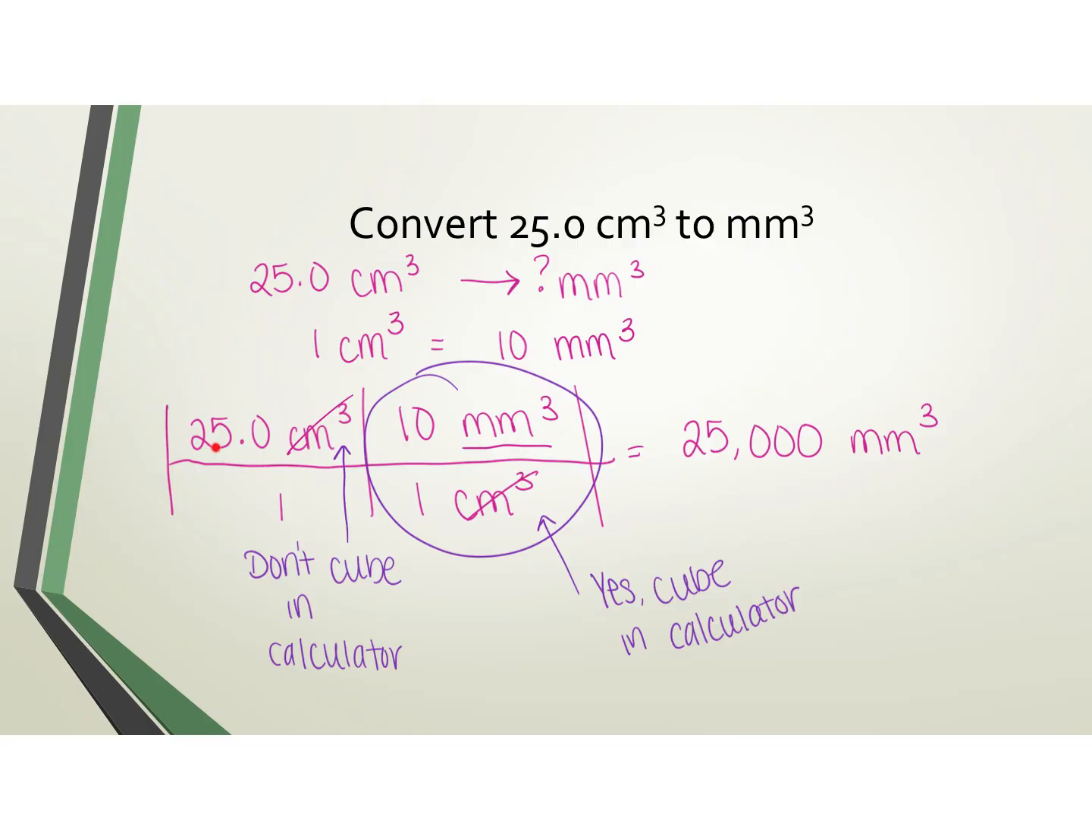And then the last step is going to be significant figures. 25.0 has 3 significant figures. When we go from metric to metric, we don't count these for significant figures. So since we have 3 in this number, we need 3 in our answer. So we're going to convert our answer to scientific notation. I'm going to write 2.50 times 10 to the 4th power, and our unit is still millimeters cubed.